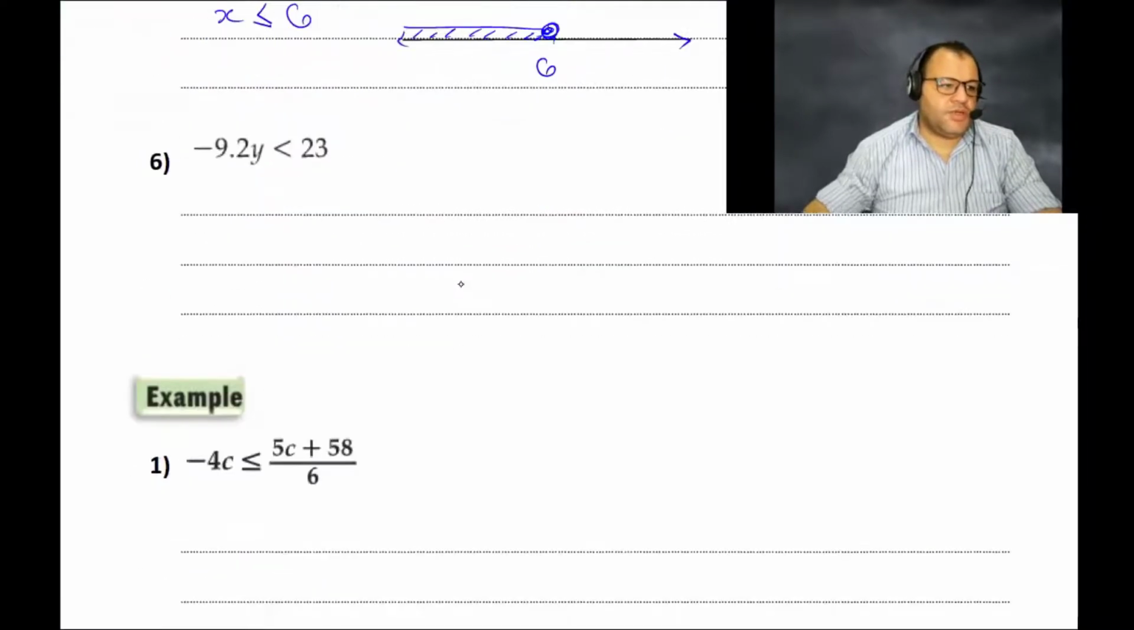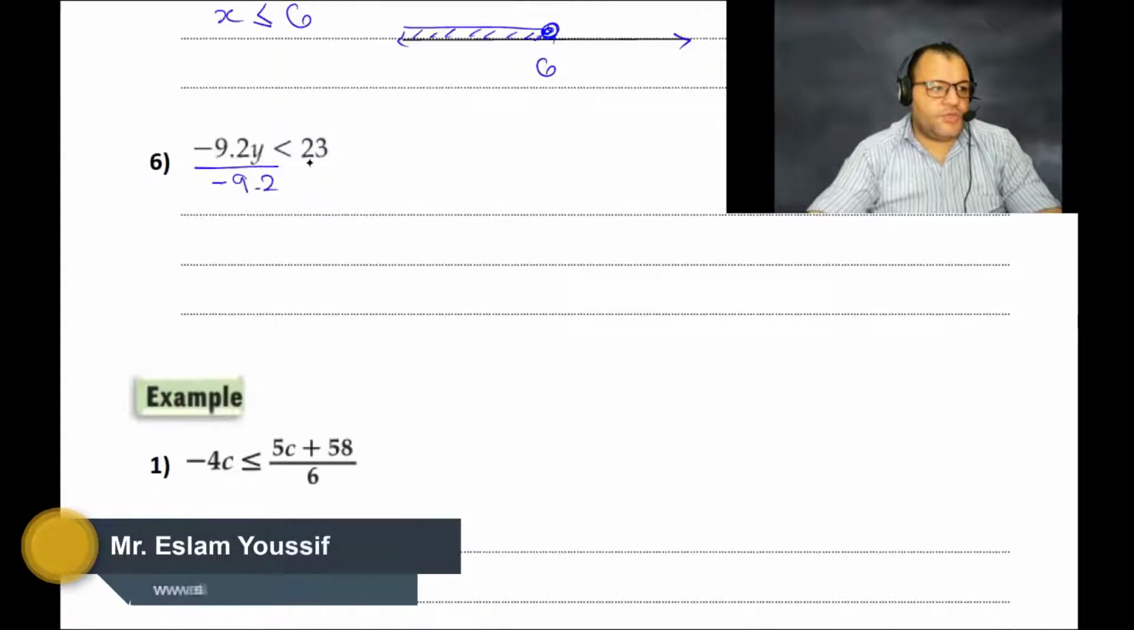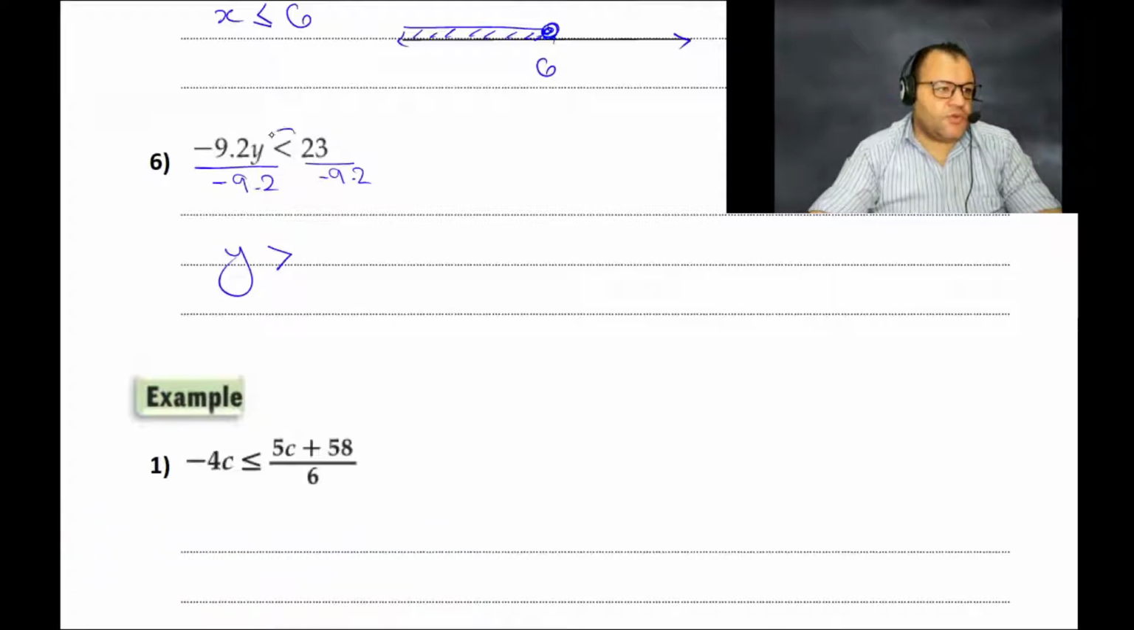So number 6, how can we solve this one? Divided by negative 9.2. It means y is greater than, because we divide by a negative, so we change the sign of the inequality. Negative 2.5. Are you sure? Yes. Okay. That's the number line.